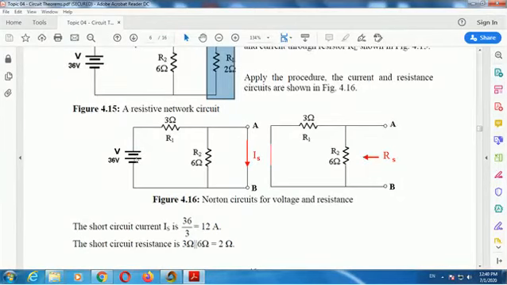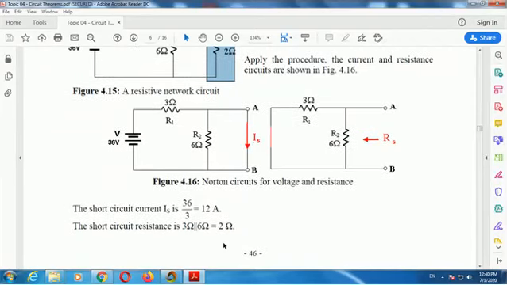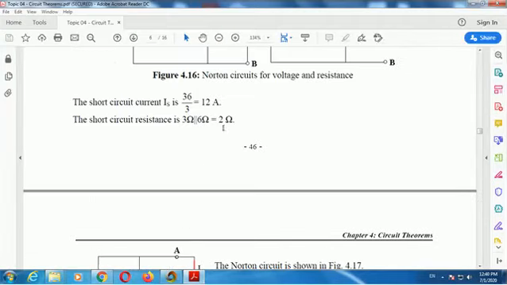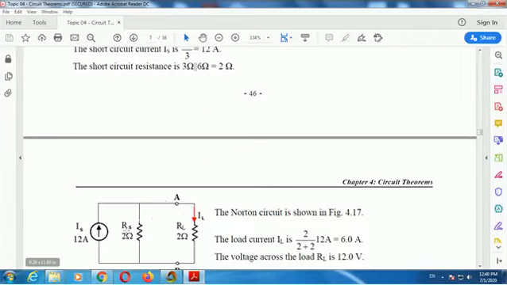Then we make this voltage source dead. Look at RS: 3 parallel 6 is 2 ohm. We reduce the current pointed down, so it points upward. If positive is pointed outward, it is 12 ampere in parallel with 2 ohm.